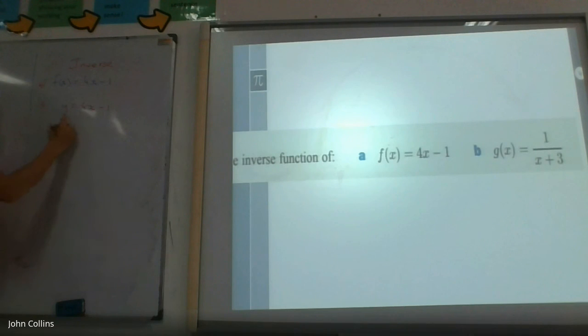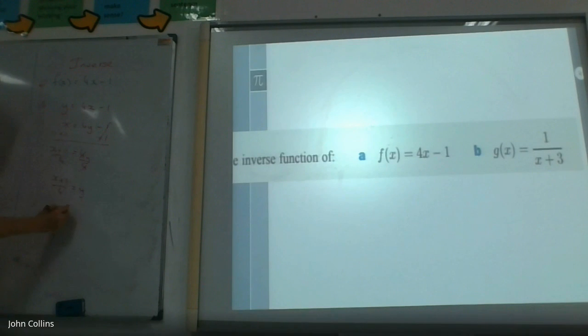Swap the variables was the second step. So every time it's an x, write y. Every time it's a y, write x. And then solve it for y. So I'm adding 1 to both sides because I don't want this one. I'll also remove the 4 in a minute. And x plus 1 is equal to 4 times y. Divide by 4 to get rid of the 4 times y, and I have (x plus 1) divided by 4 equals y.